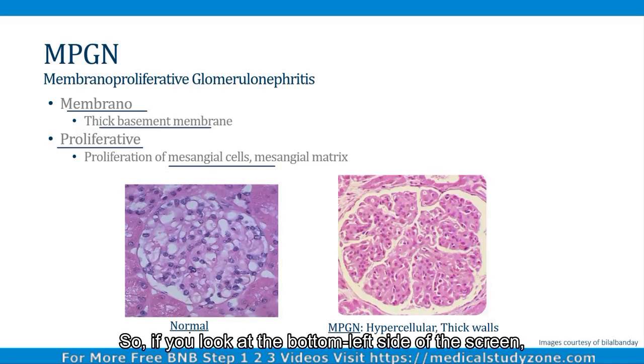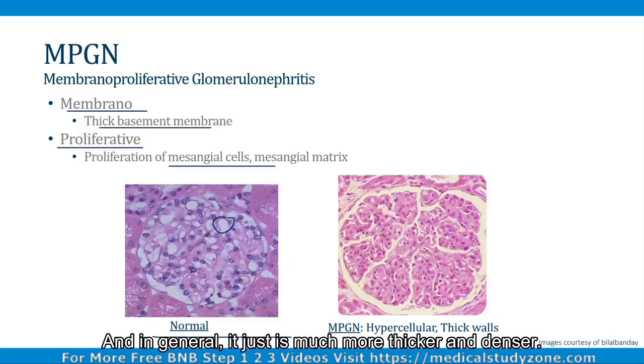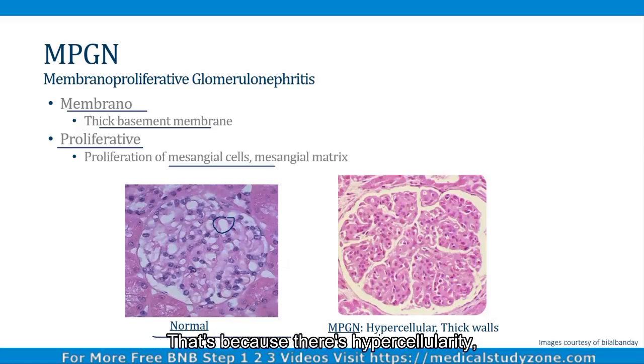So if you look at the bottom left side of the screen, this is a normal glomerulus, and note that there are lots of white spaces. Those are capillary loops. If you look at the right side of the screen, this is a patient with MPGN, and in general, it just is much thicker and denser. That's because there's hypercellularity, and that's because the walls of the basement membrane are thick.